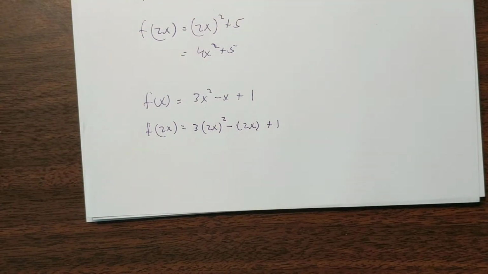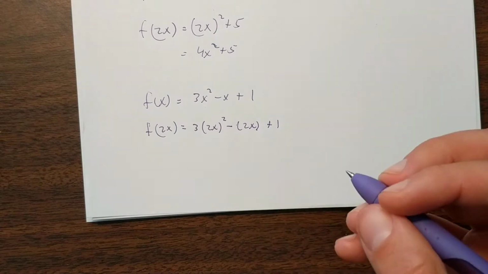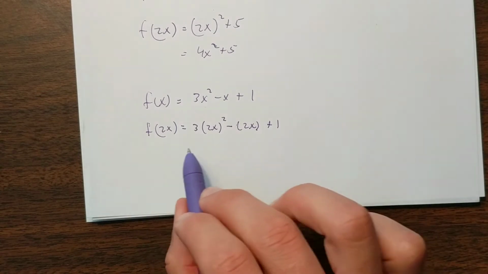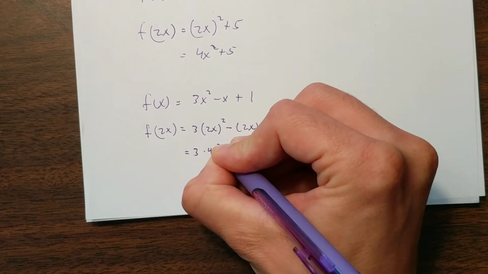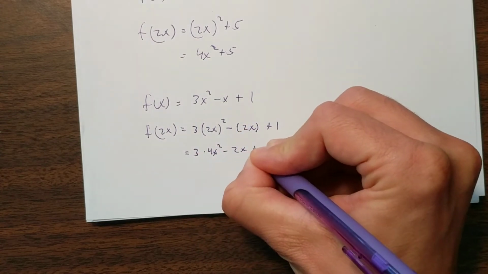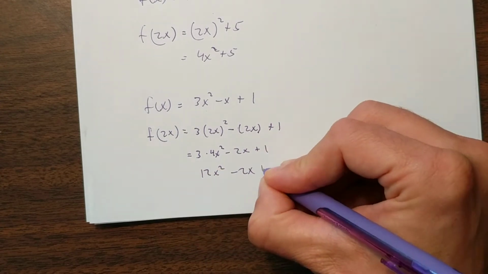When you do your input, what I would generally do is always use parentheses. That way you'll never make a mistake by putting in too many parentheses. You will make mistakes by not using parentheses. So use parentheses whenever you can, just to be careful. So anyway, what is this? This is going to now equal 3 times 4x squared minus 2x plus 1, or 12x squared minus 2x plus 1.